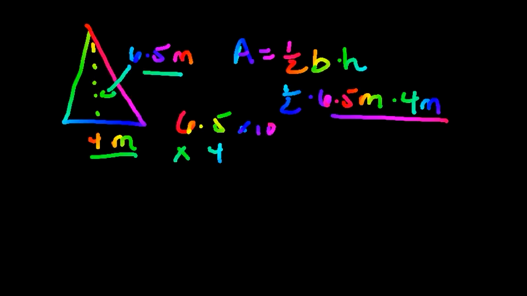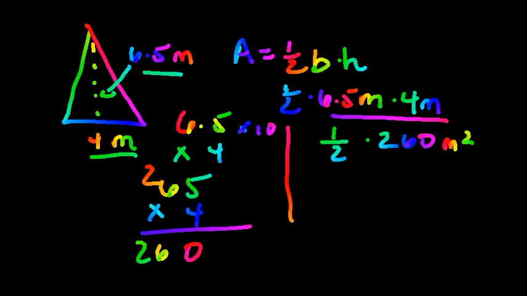So hopefully you did get to this step, which is taking the 6.5 and multiplying by 4. But first of all, we're going to multiply it by 10 so that we can make the 6 and 5/10 a whole number. So you should have ended up with 260 square meters. Again, square meters came from the meters times the meters. Next, we are going to go ahead and do the next part.